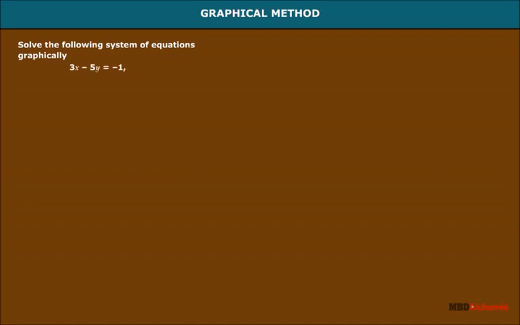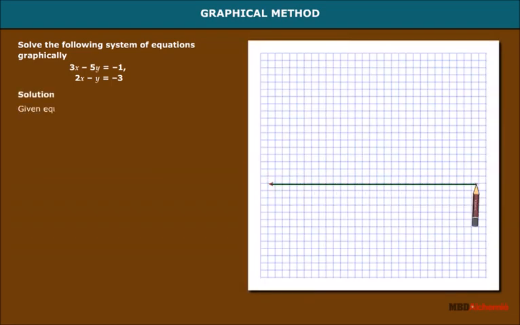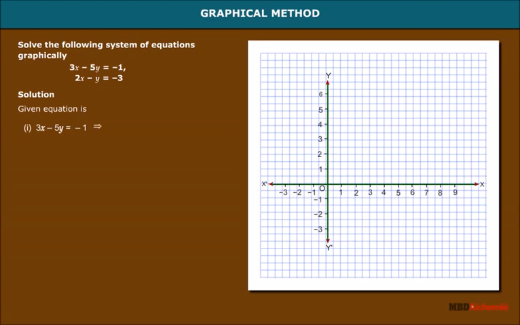3x minus 5y is equal to minus 1. 2x minus y is equal to minus 3. Solution. Given equation is 3x minus 5y is equal to minus 1. This implies y is equal to (3x plus 1) divided by 5.